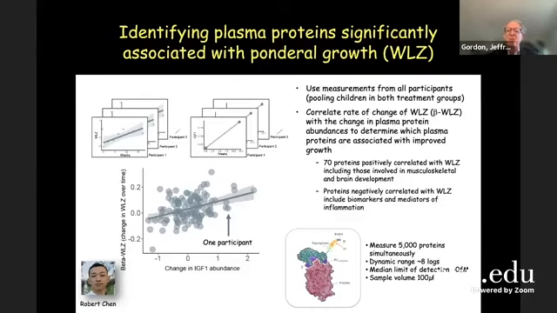And they include plasma proteins that are involved in the regulation of musculoskeletal and CNS development, as well as metabolic regulation. There were also a series of proteins that were identified in this fashion, which were negatively correlated with WLZ, and those principally were biomarkers and mediators of inflammation. MDCF2, the microbiota-directed complementary food, produced a significantly greater increase in the levels of these positively correlated proteins and a significantly greater decrease in the level of these negatively correlated proteins compared to RUSF.